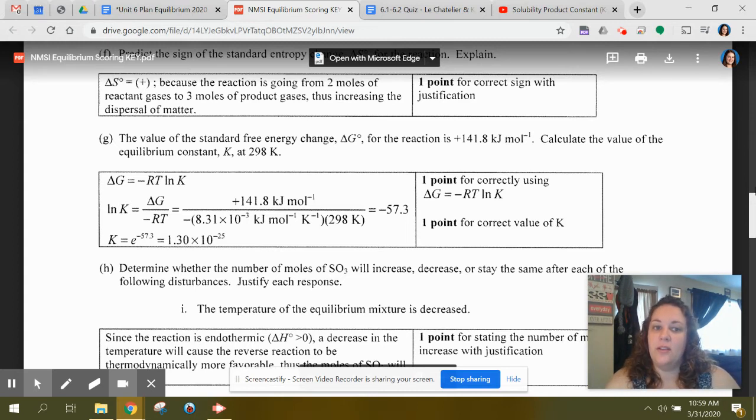And so we're going to calculate the value of the equilibrium constant at 298 Kelvin. We've already got the equilibrium constant for this at 400 Kelvin. And so now we're calculating a different temperature. Remember, temperature does change the value of that equilibrium constant. So this equation's on your equation sheet. Delta G equals negative RT ln K.